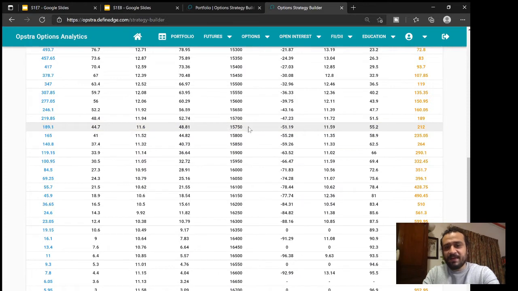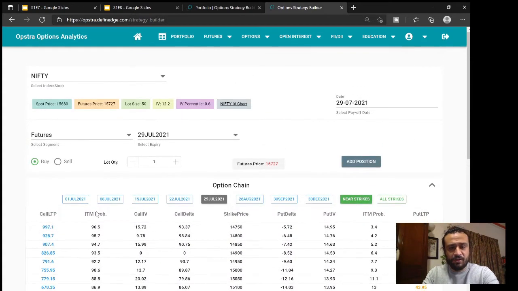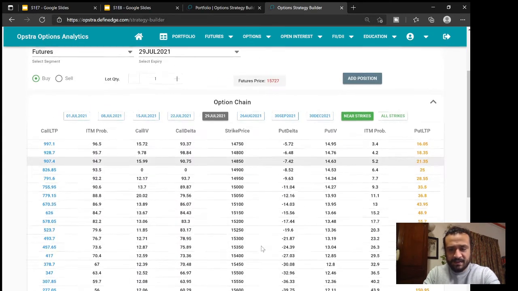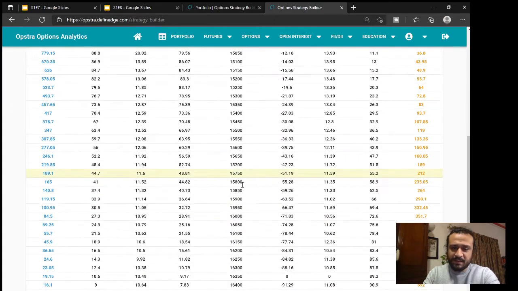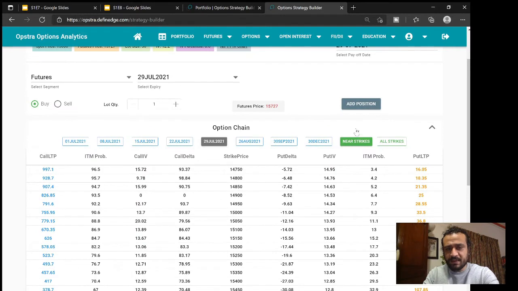This yellow line means this is probably the at the money option. Left is calls and right is puts. And you get the last traded price and so on. You get some other information also, but it's not covered in the scope of this discussion.